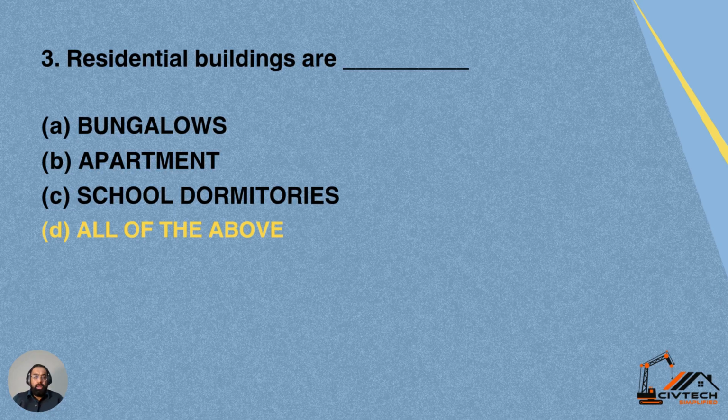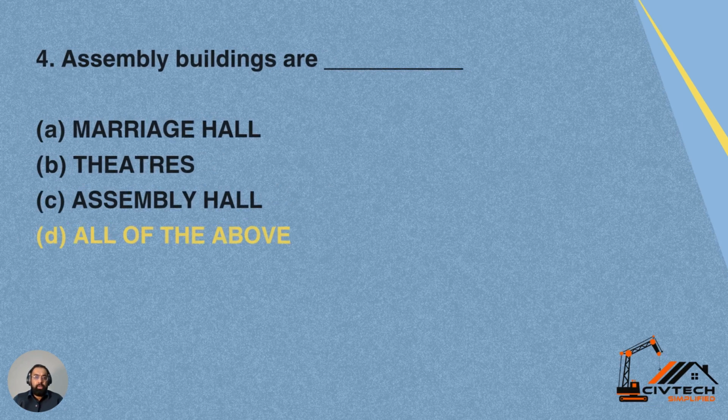Question number three, residential buildings are dash. Number A, bungalows. Number B, apartments. Number C, school. Number D, all of the above. Yes, residential buildings are dash all of the above. They can be bungalows, they can be apartments, they can be schools, dormitories. So all of the above are correct. Option number D is correct for this question.